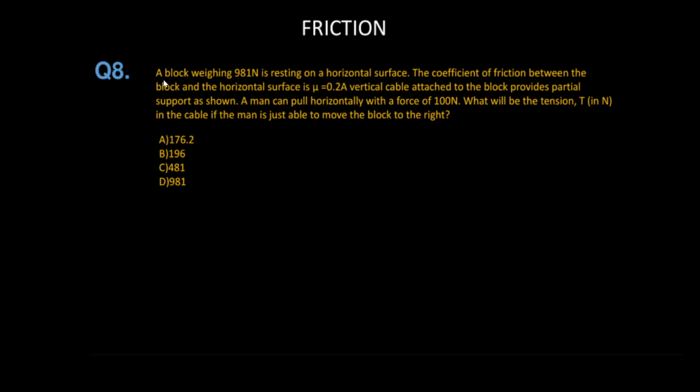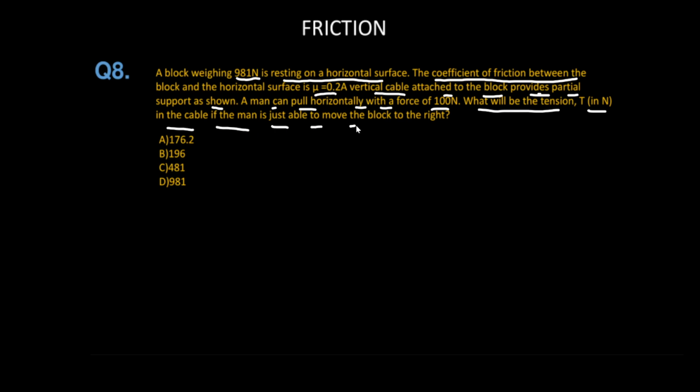In the next question, a block weighing 981 Newton is resting on a horizontal surface. The coefficient of friction between the block and the horizontal surface is given. A vertical cable attached to the block provides partial support, as shown. A man can pull horizontally with a force of 100 Newton. What will be the tension T in the cable if the man is just able to move the block to the right? I have not mentioned the diagram, so we'll draw it.